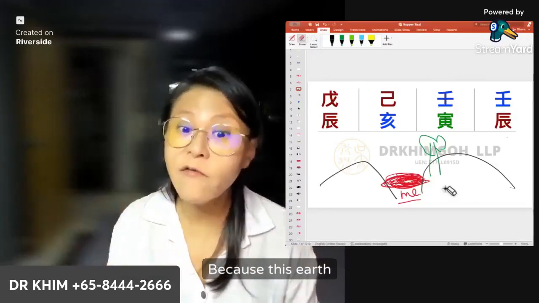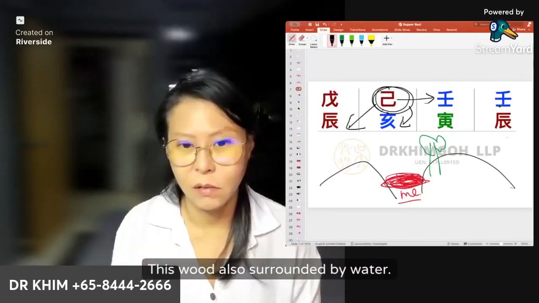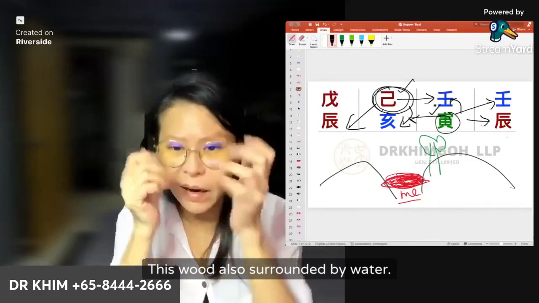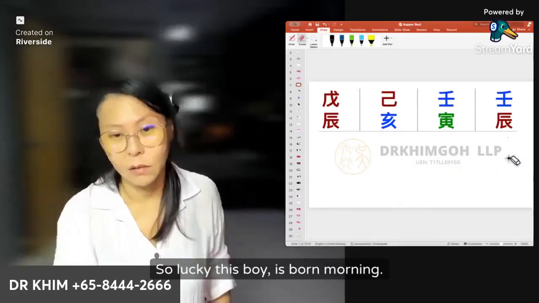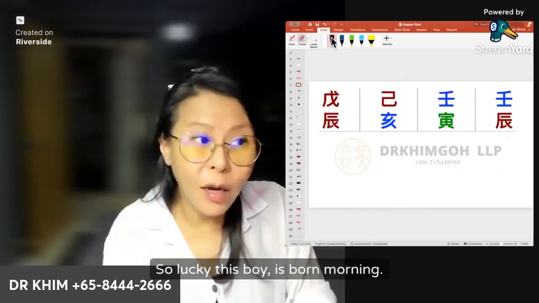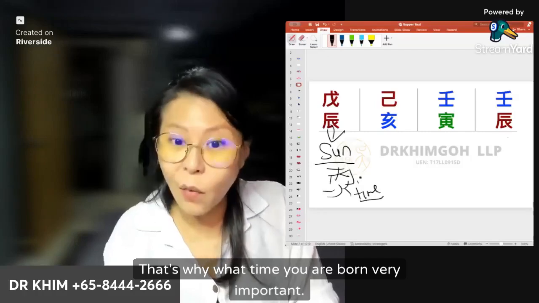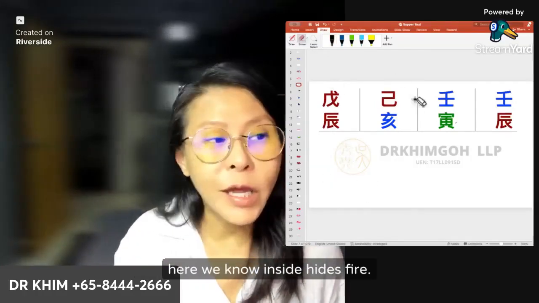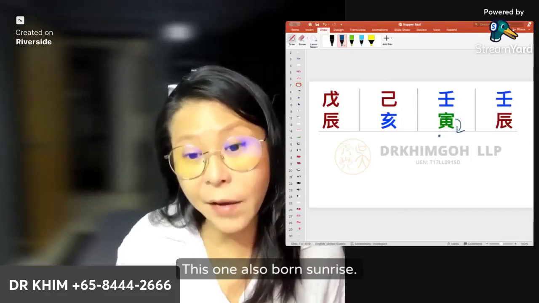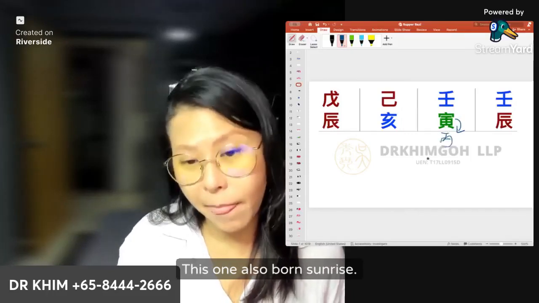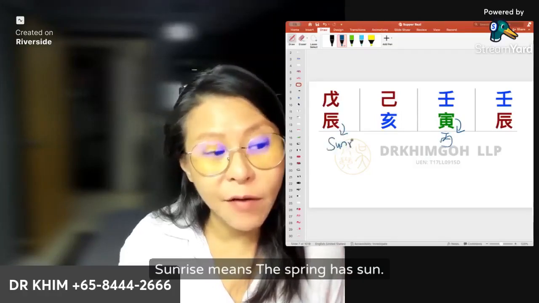Why? Because these earths are surrounded by water. This wood also surrounded by water. Can you see the water environment around? But can this wood produce fire or not? So lucky, this boy is born morning, the sun came up. That's why what time you are born very important. Right? Here we know inside hides fire. Correct? 里面一定藏一个饼的嘛，对吧？This one also born a sunrise. Sunrise means the spring has sun.